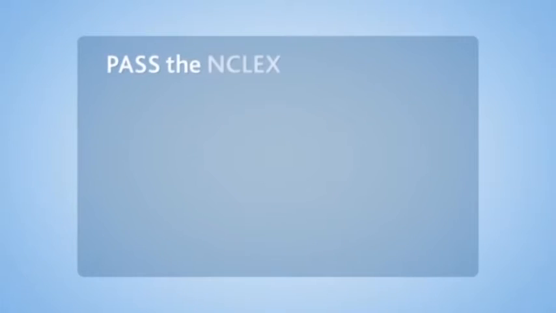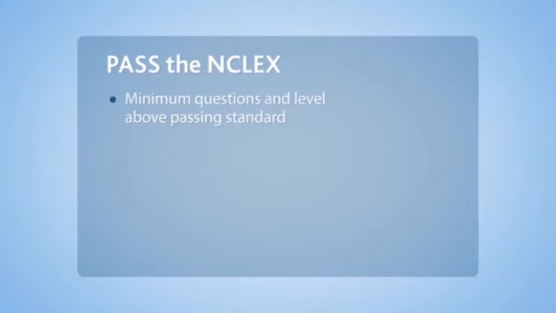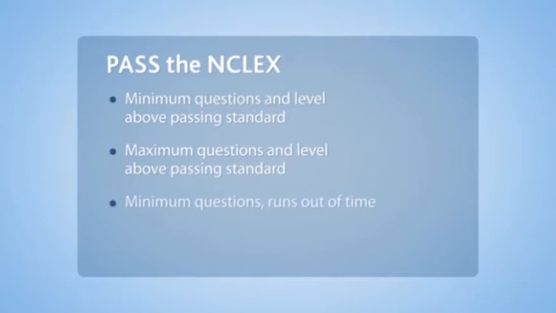A candidate will pass the NCLEX if he or she answers at least the minimum number of questions and achieves a competence level significantly above the passing standard, answers the maximum number of questions and achieves a competence level above the passing standard even if not significantly above, or answers at least the minimum number of questions but runs out of time and has a competence level that has stayed above the passing standard consistently for all of the last 60 questions answered.